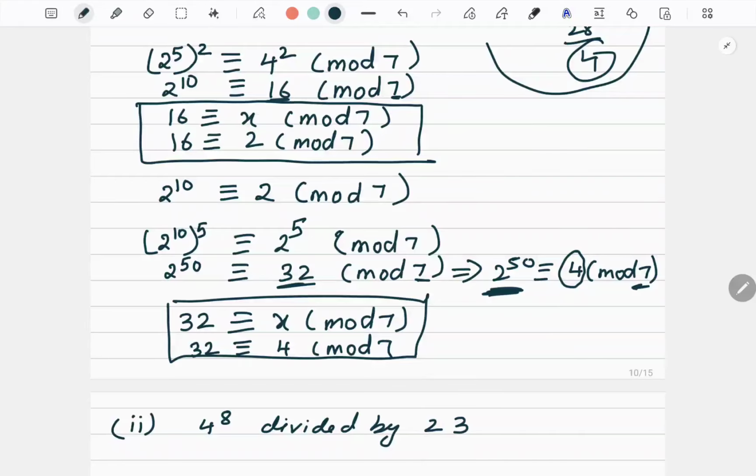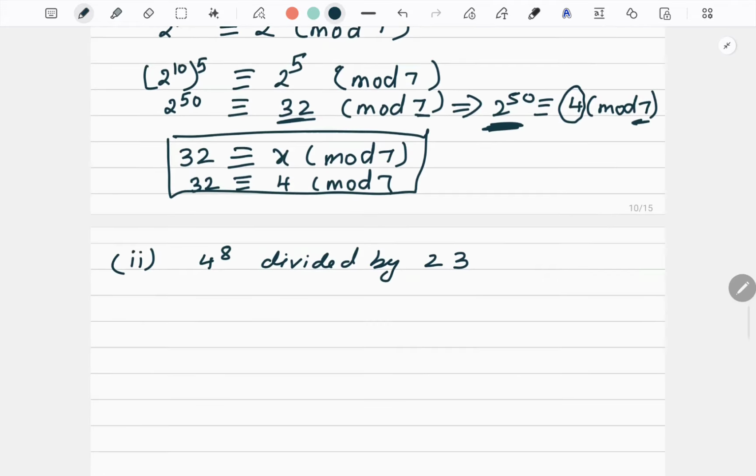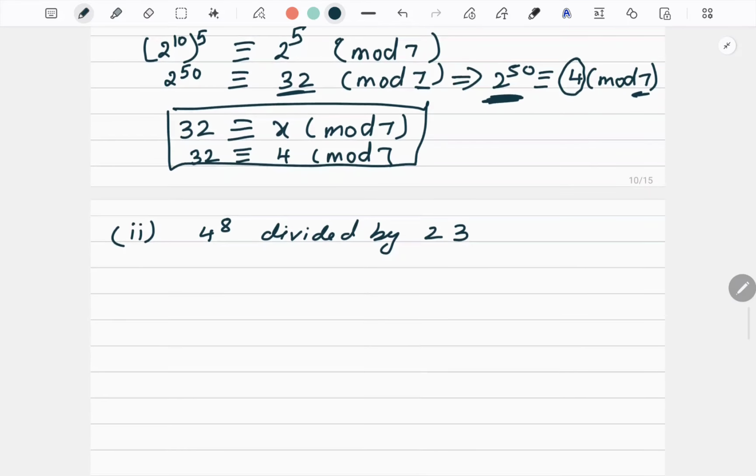I hope everyone understood the concept. If the concept is clear, all questions will be smooth. Okay? Now the next question is 4 to the power 8 divided by 23. Now, let us again start. 4 to the power 8 divided by 23, I have to work. So first of all, for the power 8, let us think about the power of 4.